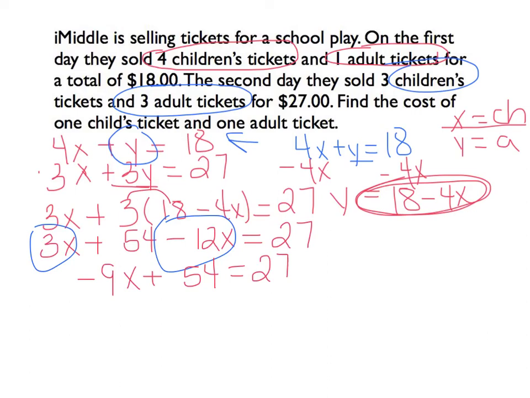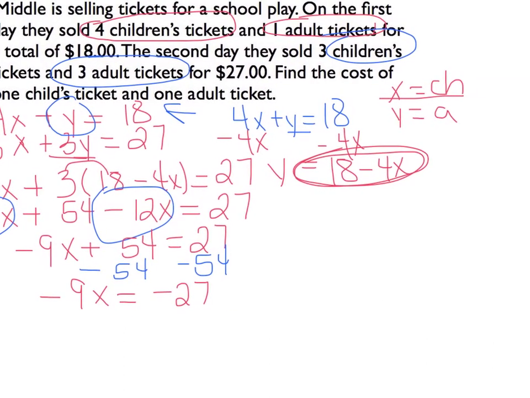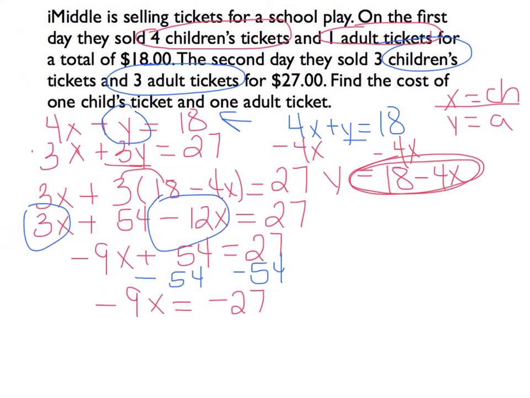Continuing to solve, we get rid of or use inverse operations of whatever's adding or subtracting first. So take away 54 from both sides. So that gives me negative 9x is equal to negative 27. So getting x by itself, I'm going to divide both sides by negative 9, which would give me x is equal to 3. Wow, that's a lot of work.